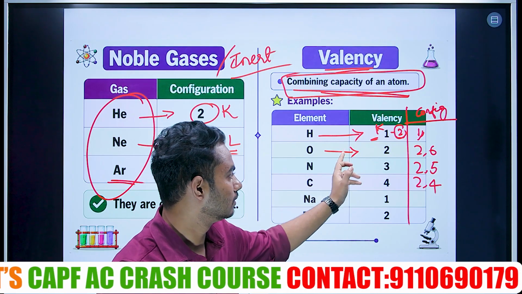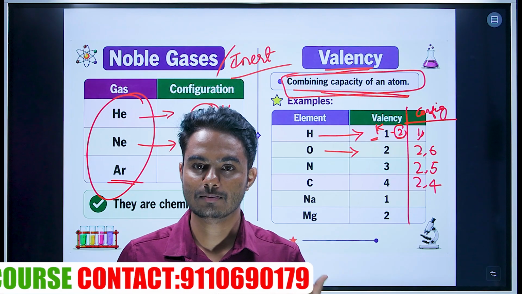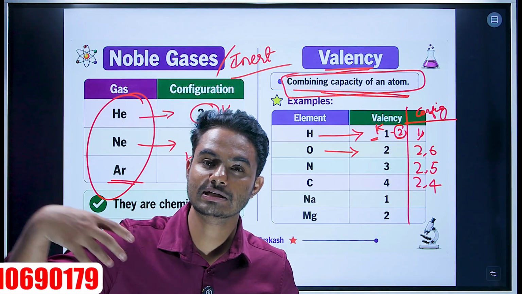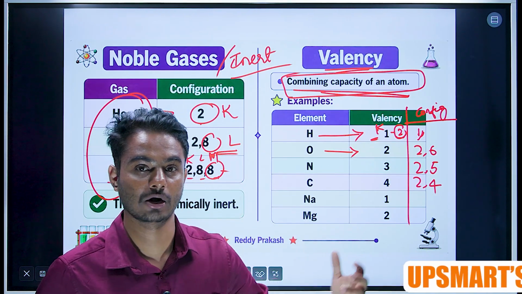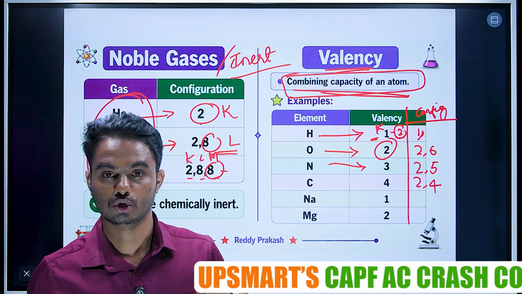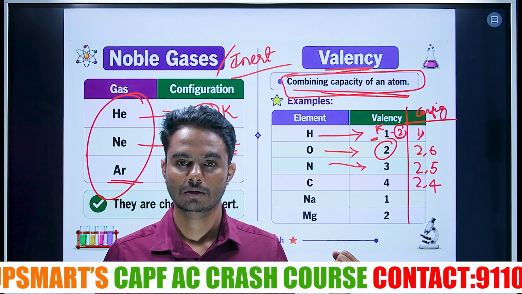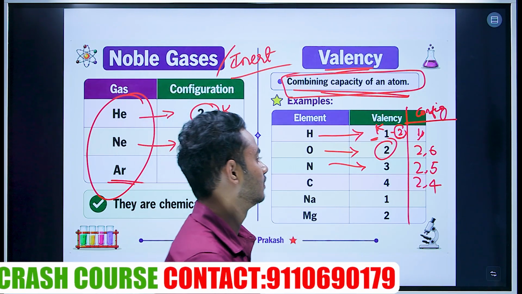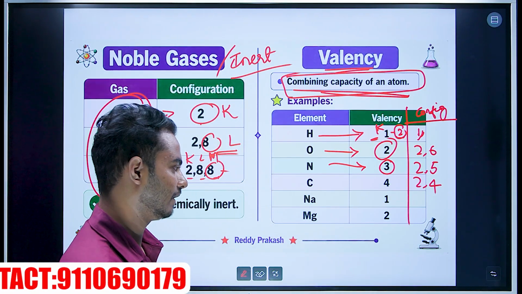Oxygen, the outermost shell is L. For it to become stable, it should have either 0 or 8. Now it has 6 electrons. To lose 6 electrons is more difficult than gaining 2 electrons. So it will gain 2 electrons easily. So the valency is 2. Similarly with nitrogen, the outermost shell has 5 electrons. To lose 5 electrons is more difficult than to gain 3 electrons. So the valency is 3. Understood the concept of valency and electronic configuration? Easy, right? Fine.